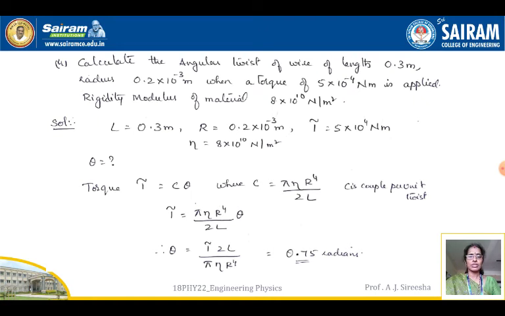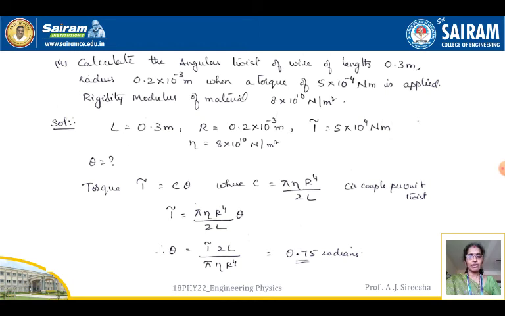Similarly here, tau is equal to C theta, where C is equal to pi eta r power 4 by 2l. Here n can be pronounced as eta or n, but that represents the rigidity modulus. So since tau is equal to C theta, substitute the value of C into this equation and rearrange the terms. Therefore, theta is equal to tau into 2L by pi eta r power 4. Take the term from the denominator to the left hand side, cross multiplication.